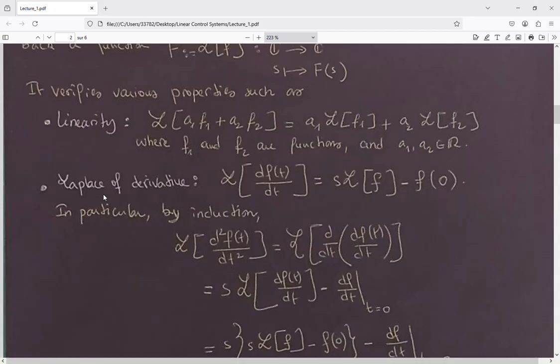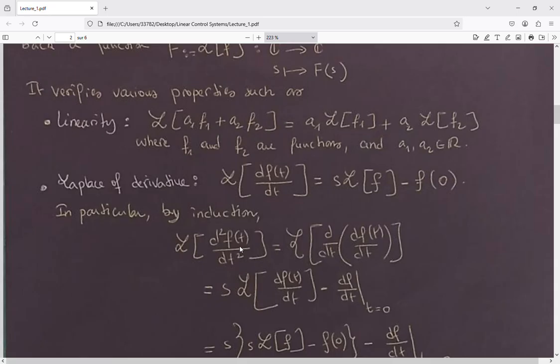The second property is if you take the Laplace transform of the time derivative of f with respect to t, this gives you the complex number s times the Laplace transform of f minus f at time t equals 0. Okay, so this is a formula. The Laplace transform of df over dt is s times the Laplace transform of f minus f at t equal to 0.